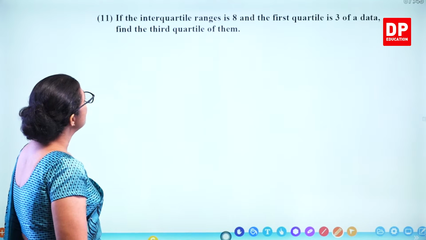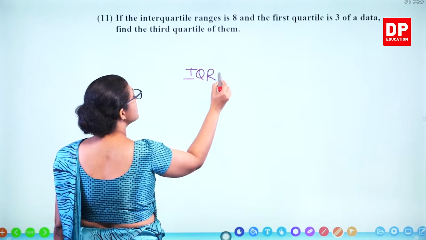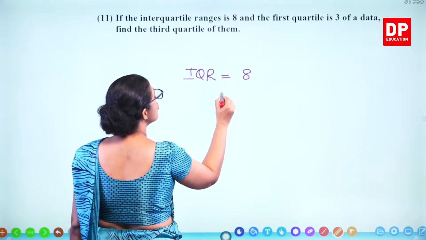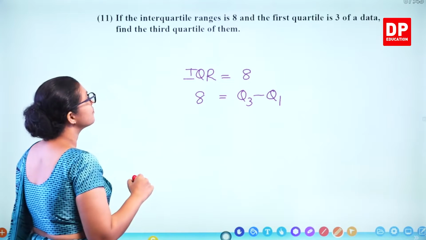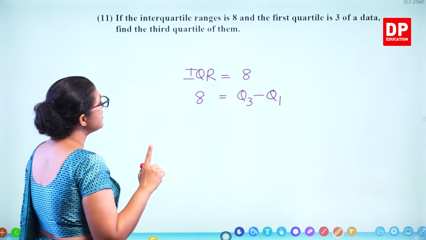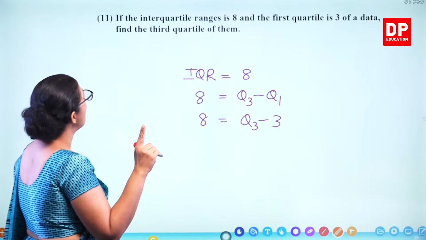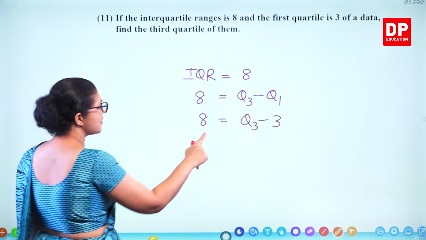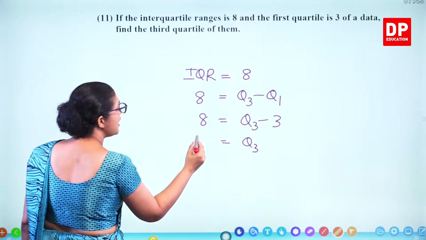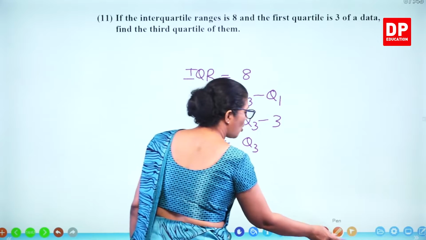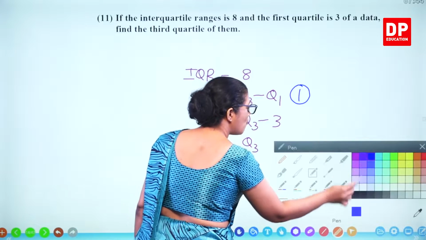Question number 11. If the interquartile range is 8. What's interquartile range? Q3 minus Q1. And the first quartile is 3. And you are asked to find out the third quartile. Just substitution. What is Q3 then? Q3 becomes, take minus 3 to this side, 8 plus 3, 11. So third quartile is 11. So 1 mark here, 1 mark there for the method.